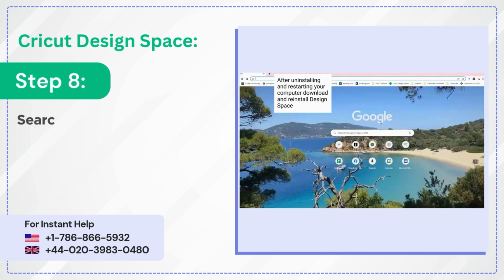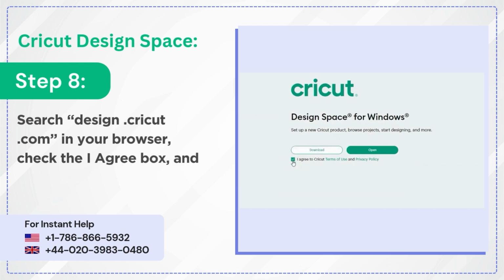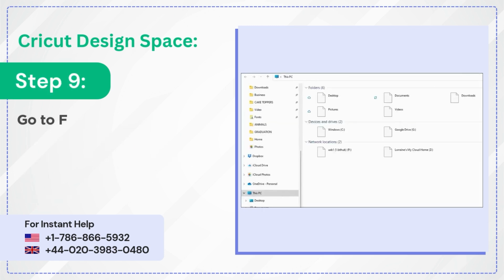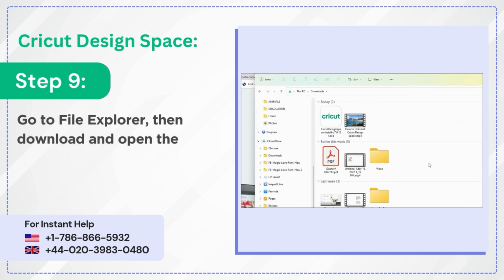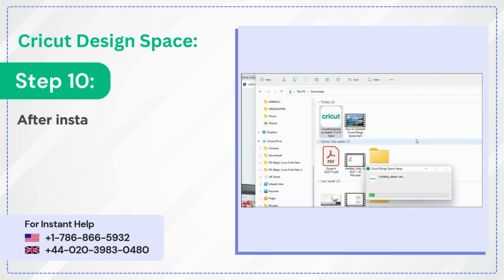Step 8. Search design.cricut.com in your browser. Check the I agree box and click on Download. Step 9. Go to File Explorer, then download and open the application. Step 10. After installation, sign in.